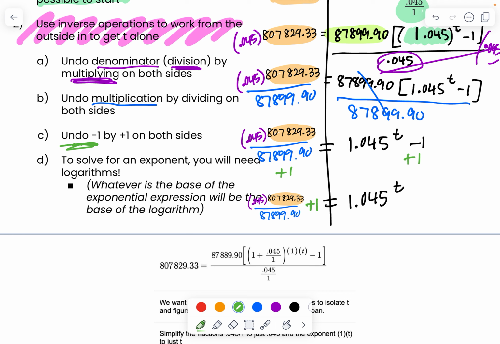Okay, so now you're at the last part. To solve for an exponent, because t is an exponent, you need to use a logarithm. Whatever the base of your exponential is, remember that's the base of the exponent, that's going to have to be the base of your logarithm.